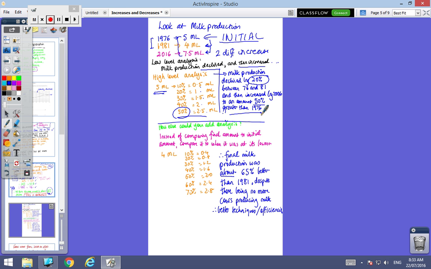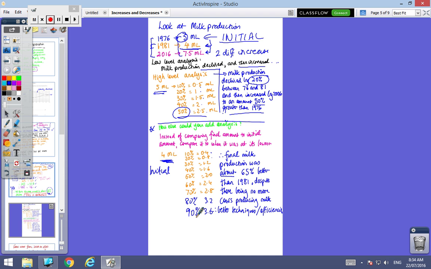How else could you add to the analysis? Well, rather than comparing it to the initial point, we could compare it to the lowest point and then see how much between 81 and 2016 that percentage changed. And you can see it nearly doubled. Okay, it didn't quite double, but it nearly doubled. So again, we just do the 4 as the initial rather than the 5, and then just go back one decimal place and then just keep adding. And so in actual fact, we've got 3.5, so actually 3.2, 3.6. I've actually made a mistake in my slide.